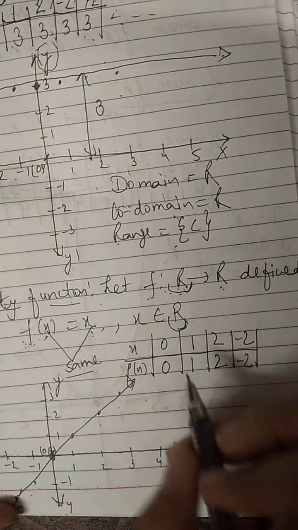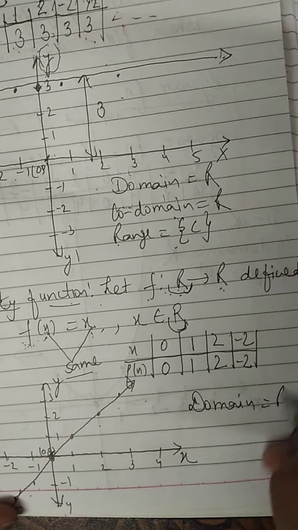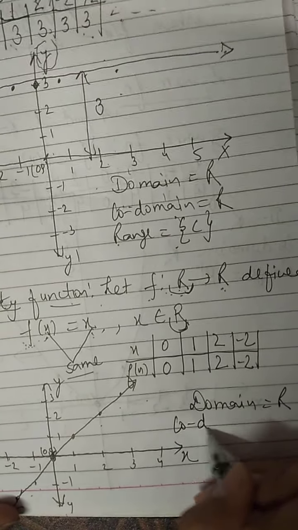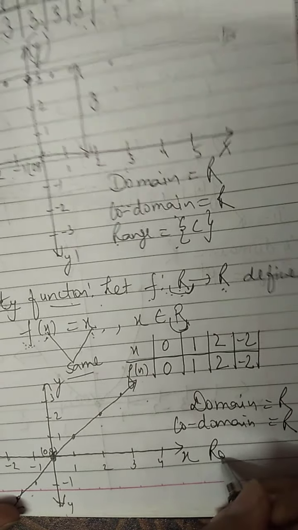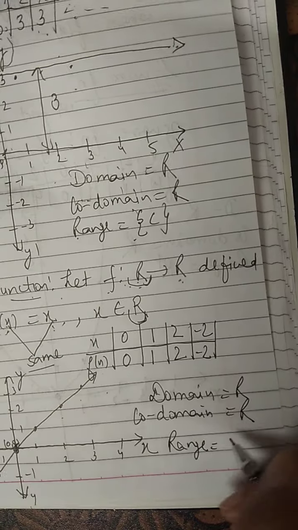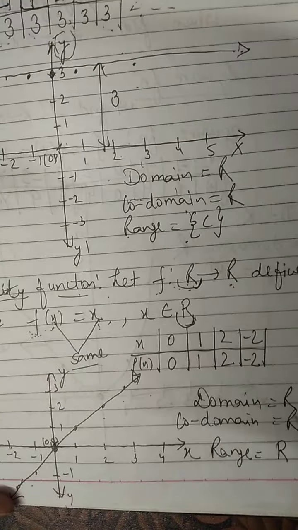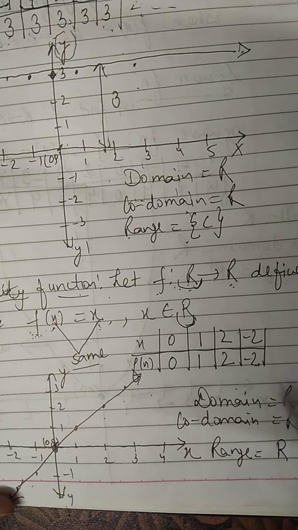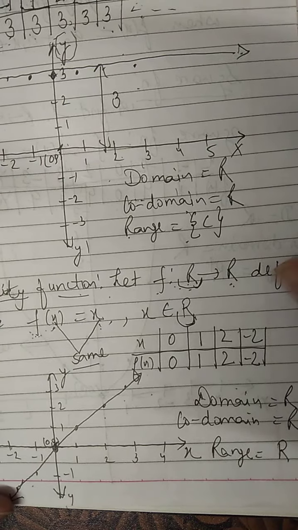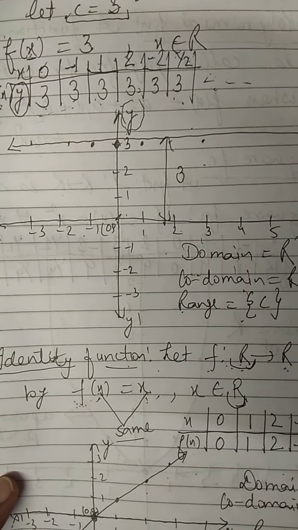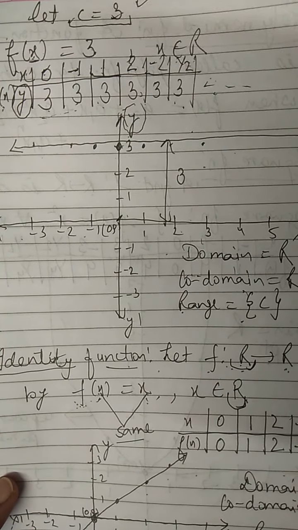Identity function also. What is the domain of the identity function? All real numbers. What is the codomain of the identity function? All real numbers. And what is the range of the identity function, that is also all real numbers. So in identity function, domain, codomain, range, all three are same, that is the set of real numbers, right? I hope these three functions, constant function, identity function, and the last square function, are clear.